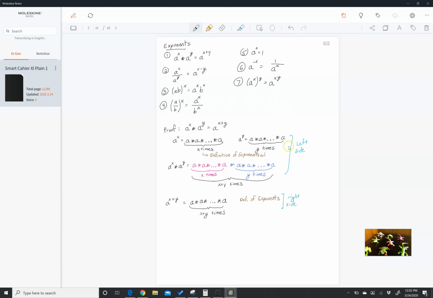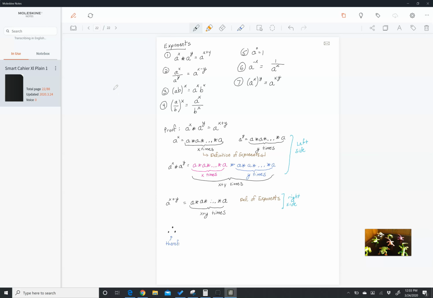So now what we have is the left side is equal to the right side. A to the x times a to the y is equal to a to the x plus y. They're equal to the same thing, okay? If they're both equal to the same thing, then they're equal. So we can make that conclusion. So what we do is we use something called a therefore. So these three dots mean therefore. And we do this at the end of every proof.